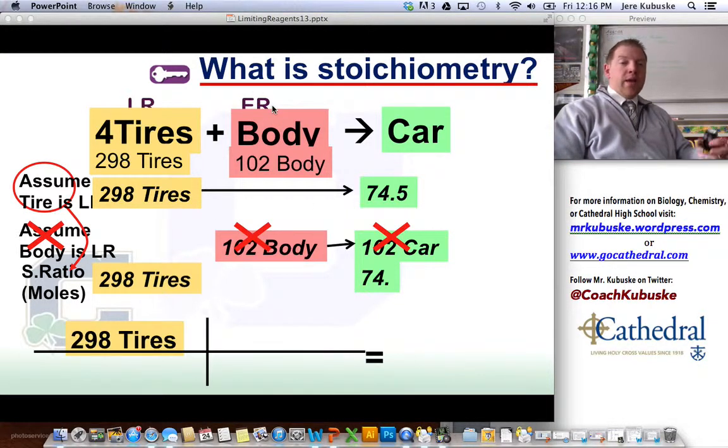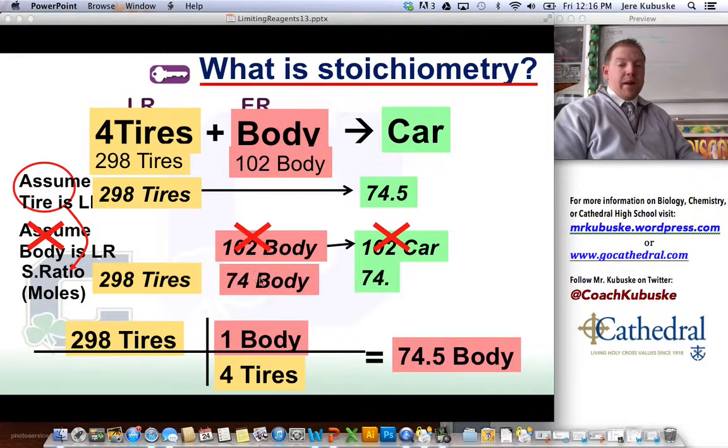Okay, so now the only thing I need to figure out then is how many bodies did I actually use. I'm going to fill in this gap between the 298 and the 74 because that's going to be part of my ratio. For every 298 tires, I use a certain number of car bodies, which makes a certain number of cars. So 298, put 4 tires on the bottom. I put 1 body on the top because that's the reaction, 4 to 1. And I need 74.5 bodies, or just 74 bodies.